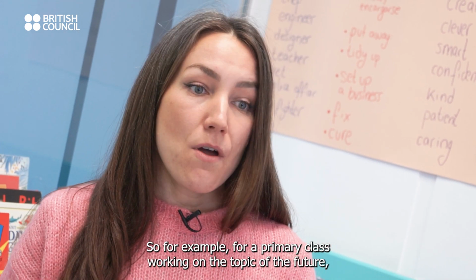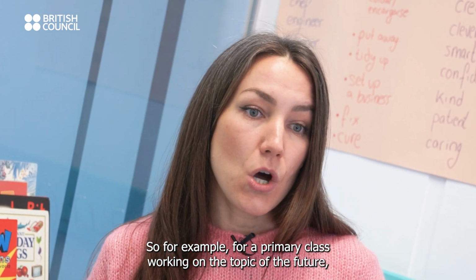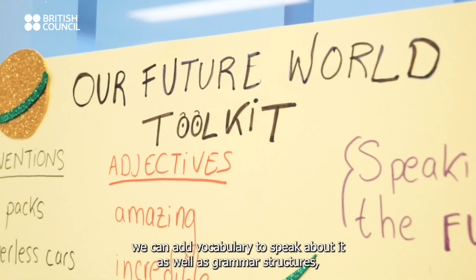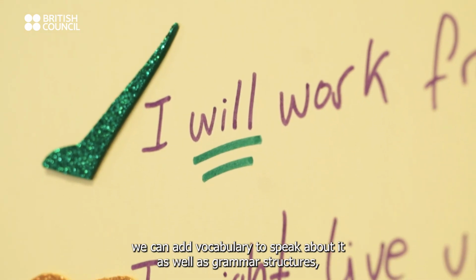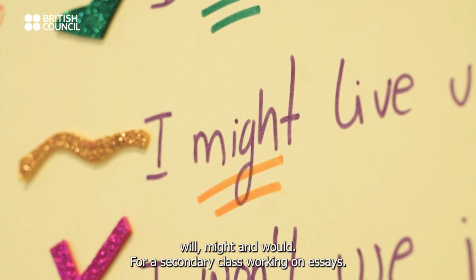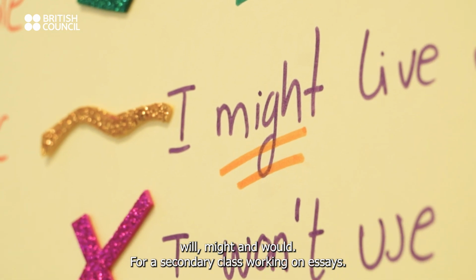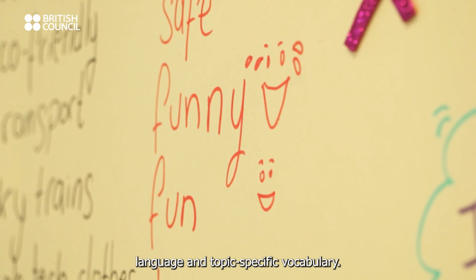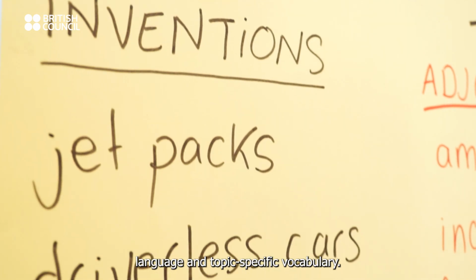So, for example, for a primary class working on the topic of the future, we can add vocabulary to speak about it, as well as grammar structures, will, might, and would. For a secondary class working on essays, we can have a toolkit including linking words, hedging language, and topic-specific vocabulary.